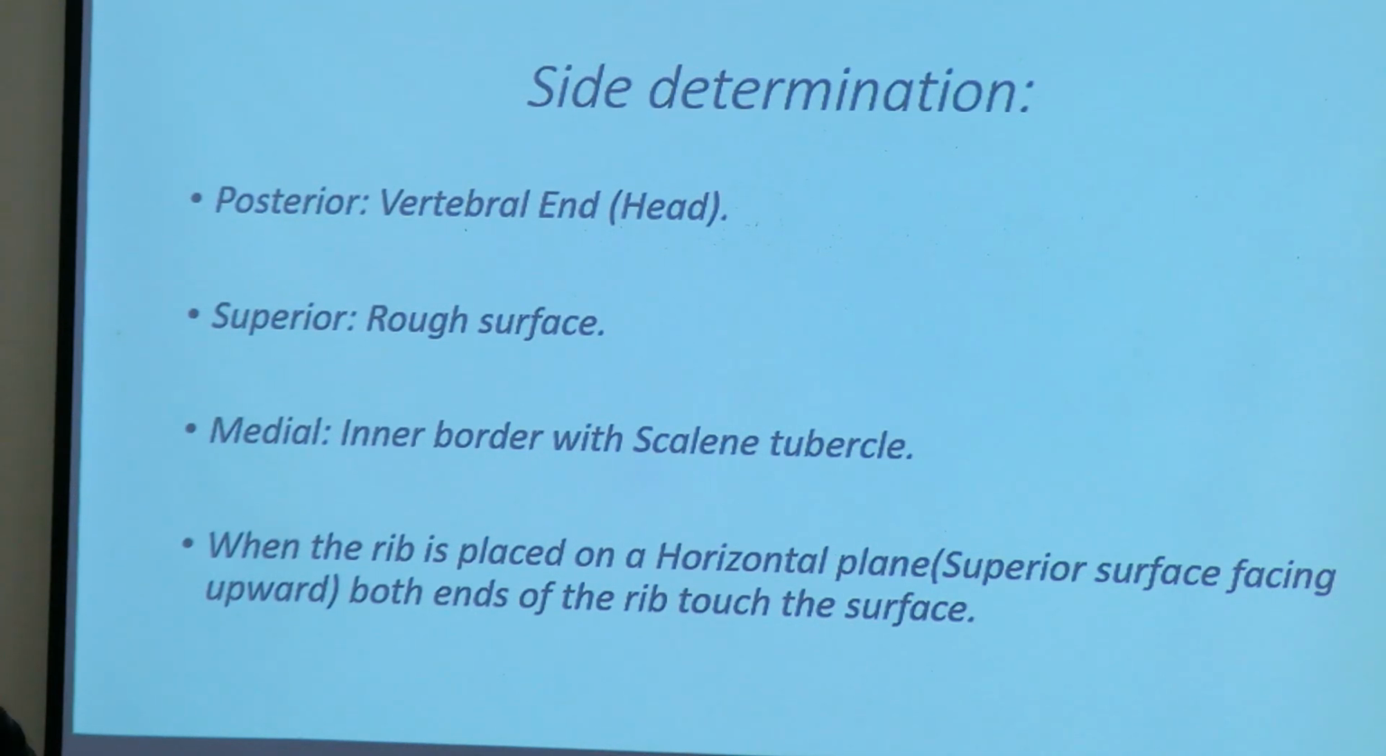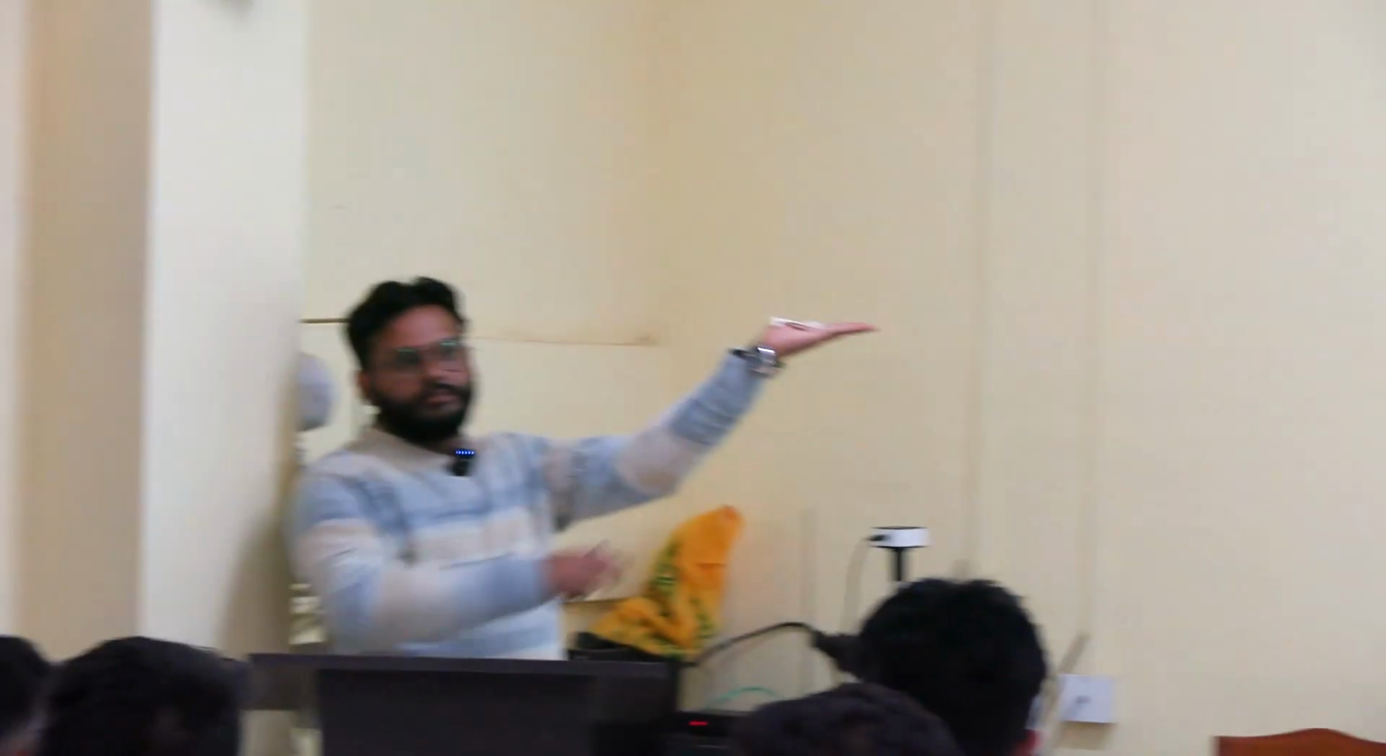When the rib is placed on a horizontal plane, मतलब horizontal plane यहाँ पर होगा, किसी किताब के ऊपर रखना है, ठीक है? Then how to place it? Superior surface facing the, obviously superior surface ऊपर की तरफ ही होगा, right? Both ends of the rib touch the surface. So I just ऐसा रखना है, ठीक है? Look at me. Both ends touch the surface. Whenever you place the bone on a horizontal surface, plane surface, how? Superior surface first facing upward. Obviously superior ऊपर की तरफ होगा.